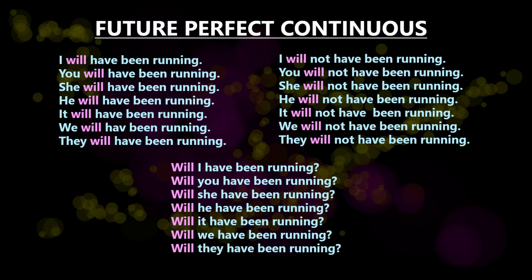Future perfect continuous. I will have been running. You will have been running. She will have been running. He will have been running. It will have been running. We will have been running. They will have been running.